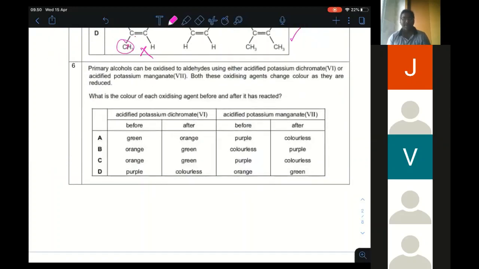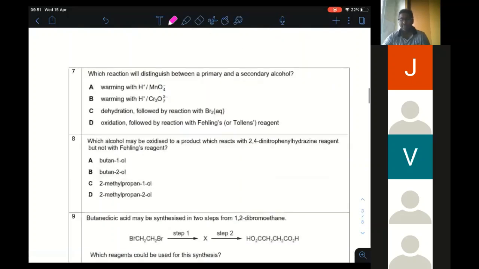This one you must memorize by now. Primary alcohol will be oxidized. What is the color of the oxidizing agent before and after? So potassium dichromate: here they say primary alcohol, there is a reaction. If you use potassium dichromate, the color will change from orange to green. And if you're using potassium manganate, it's going to be purple, which will become colorless. So the answer is C. Very easy. Next question, number 7.